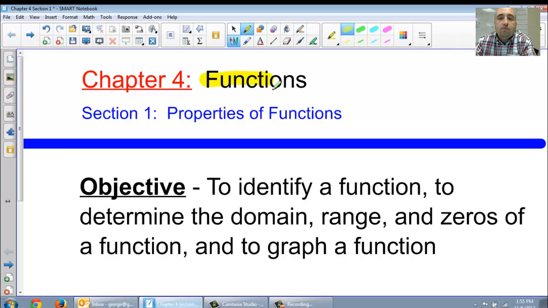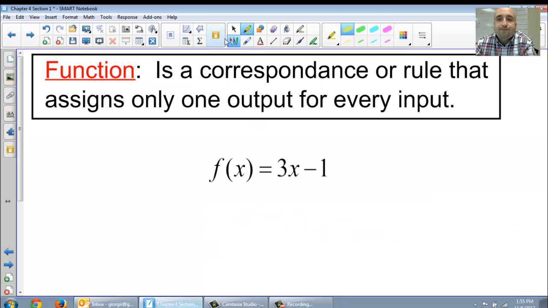Functions are one of the most important things that we will do all year, and it's very important when you get to the ACT test that you know about functions. So we're going to learn about some of the properties of functions. We're going to be able to identify a function. We're going to learn about domain. We're going to learn about range. Not quite doing much with zeros and graphing at this point, but domain, range, and to identify are the three main topics in this particular section. So let's get right into it.